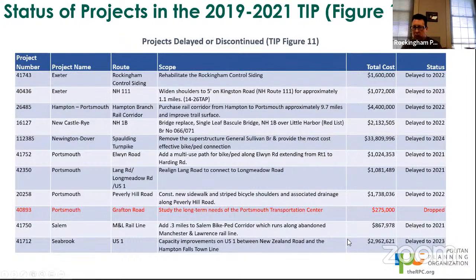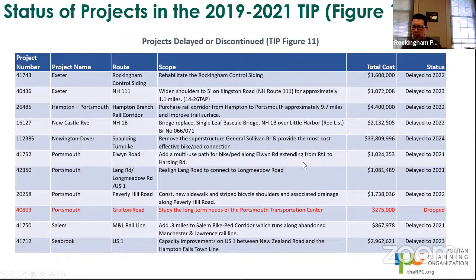For the rest of it, for the most part, these are smaller projects. In many cases, these are related to the Transportation Alternatives or CMAQ program, or in some cases, HSIP program.